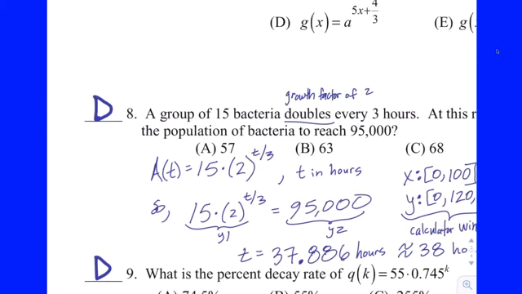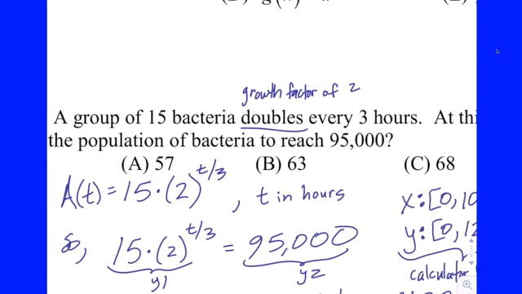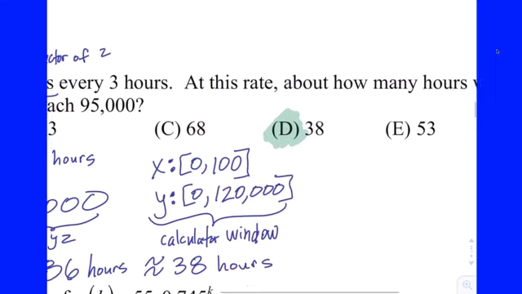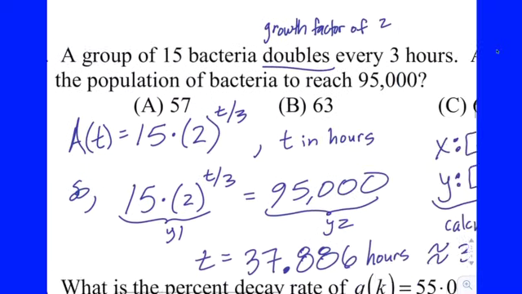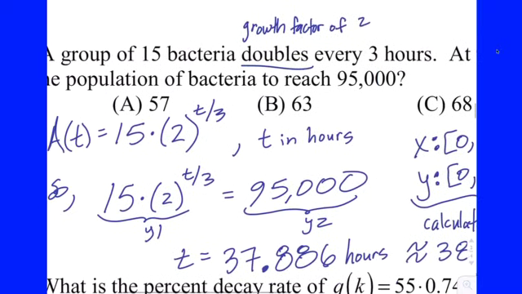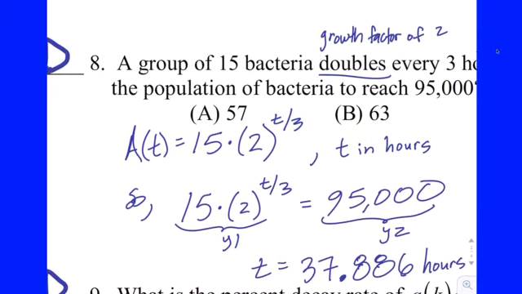Question 8. A group of 15 bacteria. They're doubling every 3 hours. So remember, if it doubles, we have a growth factor of 2. At that rate, about how many hours will it take for the population to reach 95,000? We did a lot of these, right?